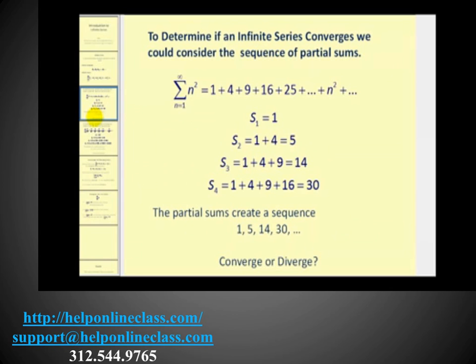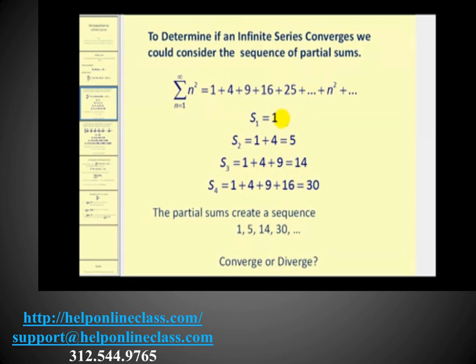So to determine if an infinite series converges or diverges, we must consider the sequence of the partial sums. What that means is, if we have an infinite series here and we want to know if it converges, we're going to take a look at the sum of the first term, which would be just 1, the sum of the first two terms, which would be 1 plus 4, which equals 5, the sum of the first three terms, which would equal 14, and so on.